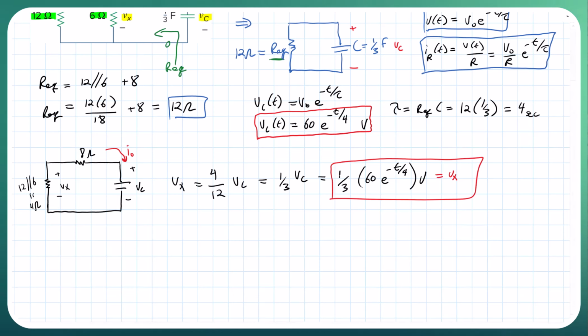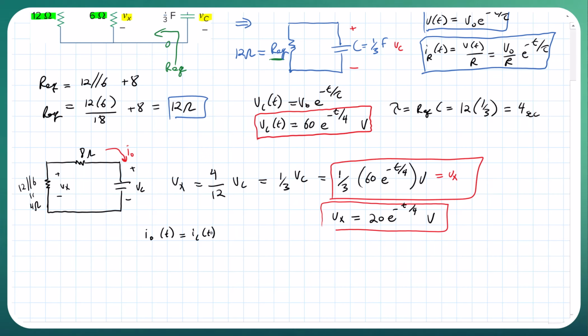We can actually simplify this some more. Let's just say V sub x equals 20 e to the minus t over 4 volts. I can clean it up a little bit. And then solving for I naught, we know that our I naught of t is just going to be IC versus the time, and that's defined as C dV C over dt.